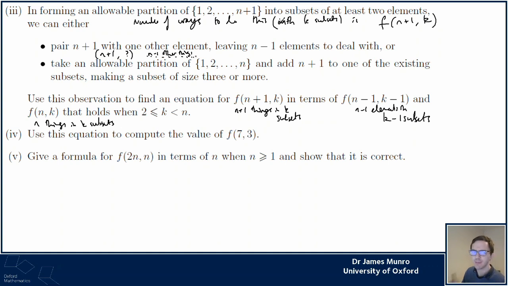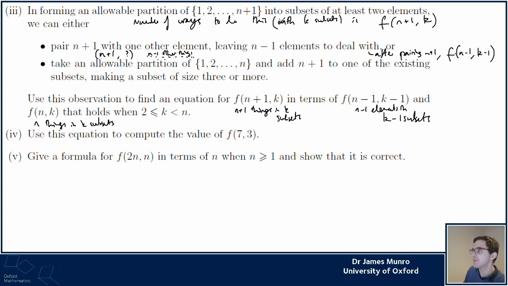And there might be lots of ways to pair those up. In particular, after pairing n plus 1, we've got loads of possibilities about what we do with the other n minus 1 things. I need to split them into k minus 1 partitions because I've already used one of my partitions on this n plus 1 partnering up with one other thing. Okay, so I need to think a little bit about how many possibilities there are over here, but then whatever I pair n plus 1 with, I've got lots of possibilities for the rest.